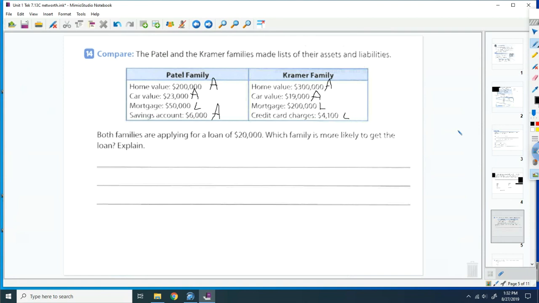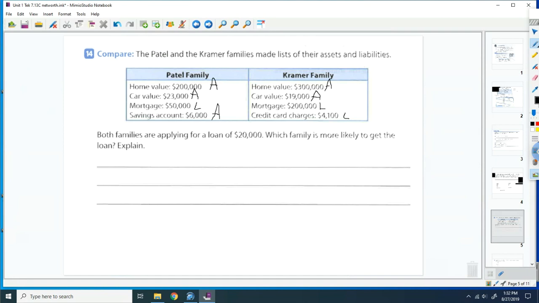So now both of these families are going to apply for a $20,000 loan. We've got to figure out which one's more likely to get it. Well, if you find the net worth, the Patel family has a bigger net worth than the Kramer family, because the Kramer family has a debt of $200,000 just in the mortgage. So that makes their net worth drop a lot. The Patel family's net worth is much better.